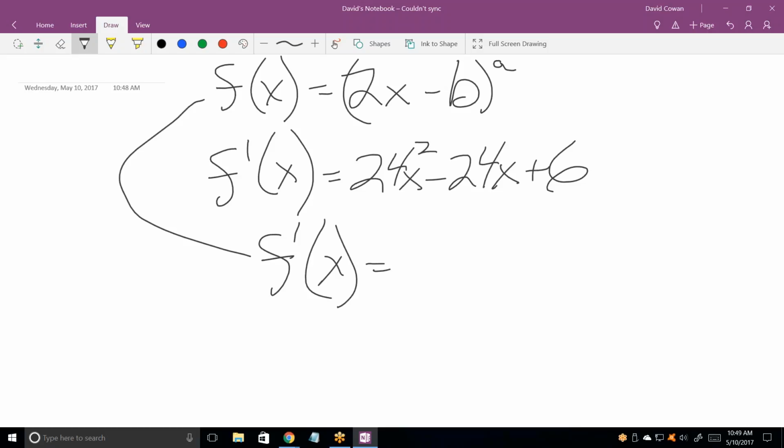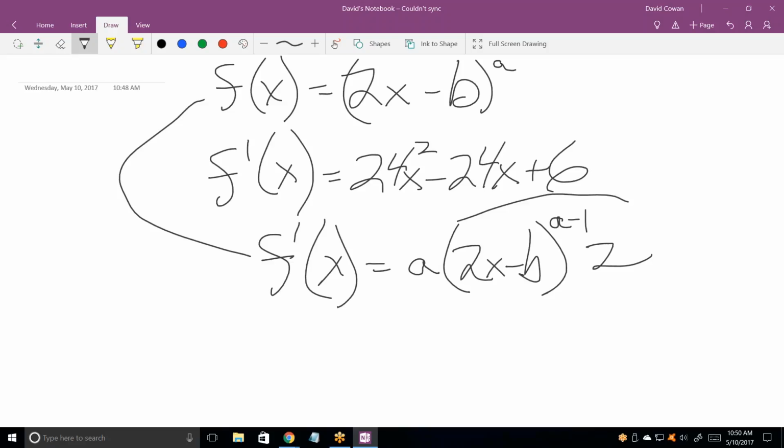I would do a times 2x minus b to the power of a minus 1 times 2, then you multiply that by 2, and then whatever the derivative of b is. No, b is a constant. A and b are both constants. Oh, yeah, that's right. Yep, no, you're right. Yeah. Now, how are we going to equate that to that?